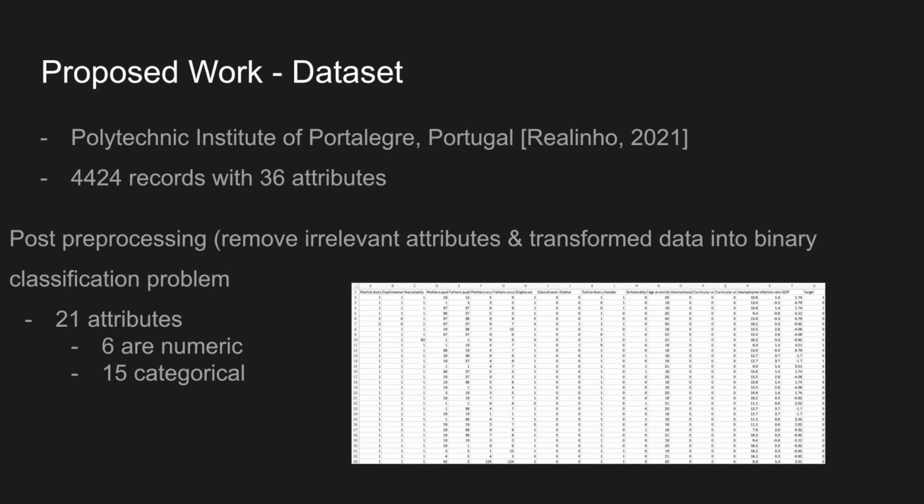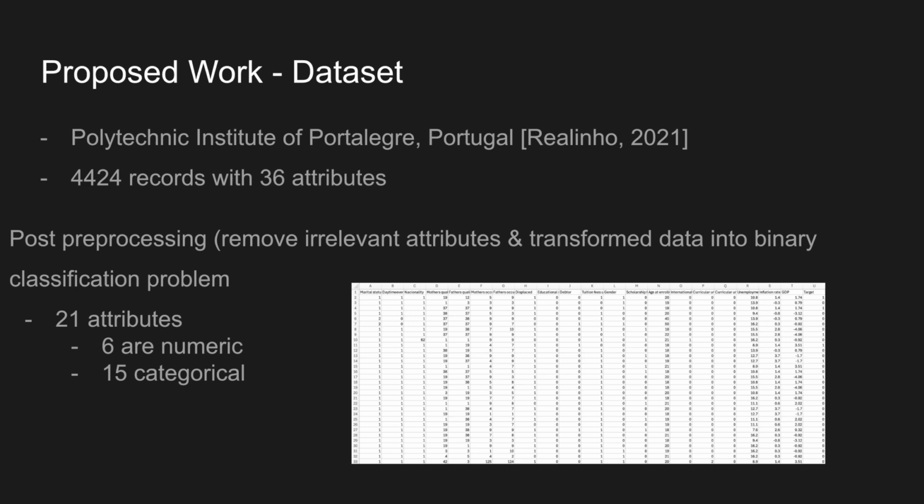Our dataset is actually from the Polytechnic Institute of Porto Alegre, which is in Portugal. It's also from 2021. In this dataset, there are 4,424 records. Each of those records represents a student, and each of those records has 36 attributes. Those 36 attributes are each a feature which represent information about the student, such as their GPA or past academic history.